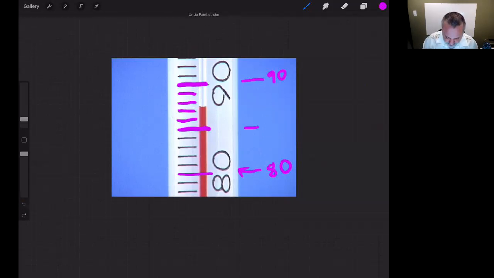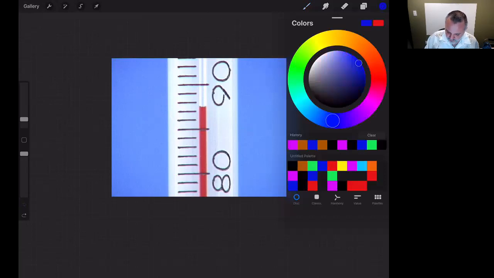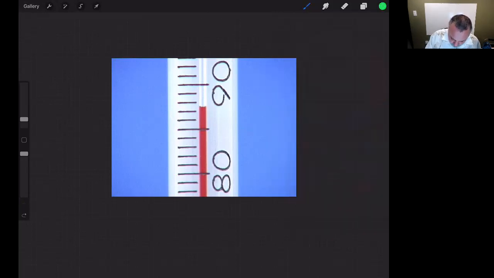Okay, and so let me back off those. I want to get back to my clean thermometer. I want to point out that the top of this line clearly falls in between two of the lines. What lines do they fall in between? This one and this one. So that's 85, 86, that's 87. And it falls in between 87 and 88.